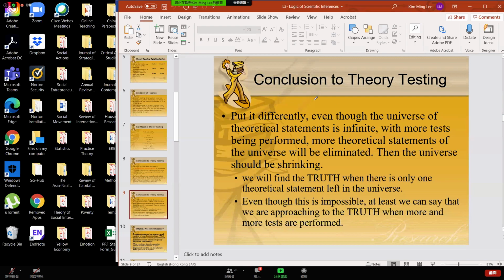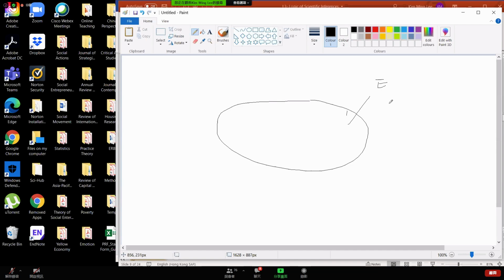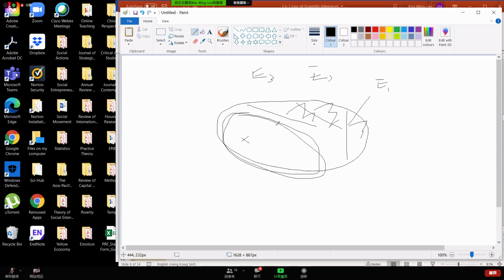So this is the universe of theory. By testing empirical statement 1, we can eliminate some of the alternative theories. By testing empirical statement 2, we can eliminate even further. For example, this is our theory. By testing empirical statement 3, we can eliminate more. As a result, the so-called universe of theoretical statements becomes smaller and smaller. That means we are coming to the truth, although we can never get it. But we are coming closer and closer to the truth.